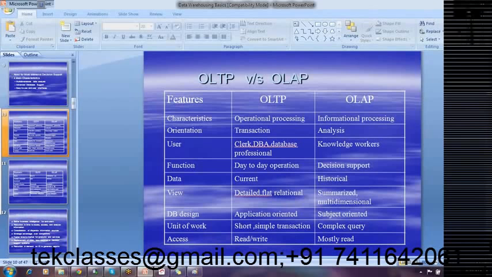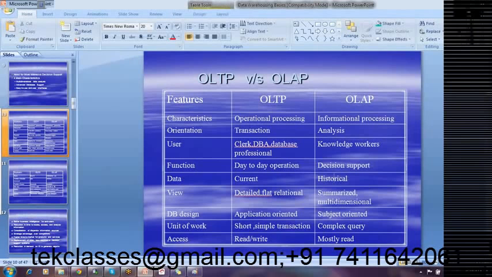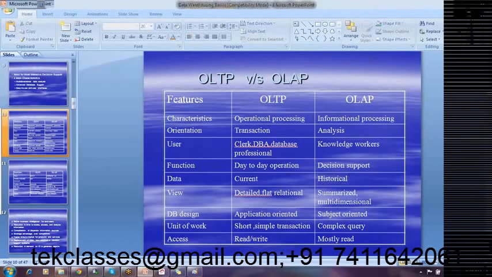This OLTP system, as we discussed, is used for day-to-day operations, and OLAP is used for decision support, right? The data available in the OLTP system is the most recent data. Even in the internet banking system, when you see the transactions you performed, you'll be able to retrieve only the transactions you have done in the last month or so. But when you go to the OLAP system, you can find the historical data.